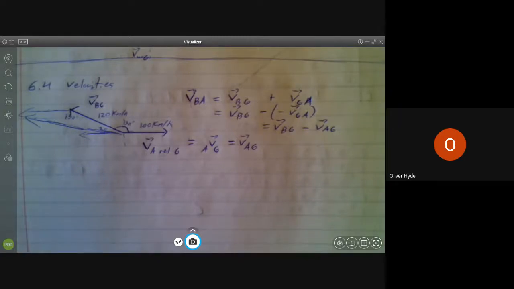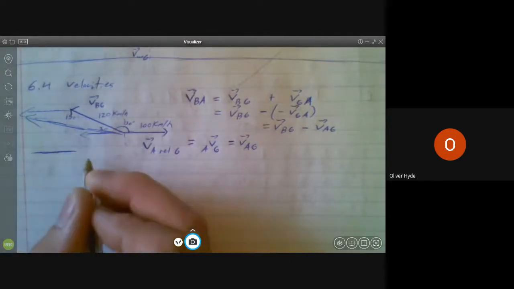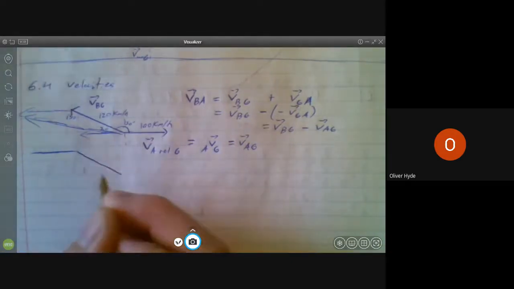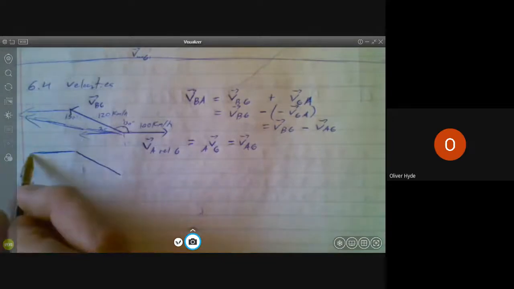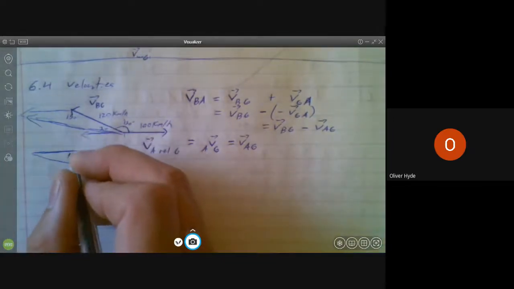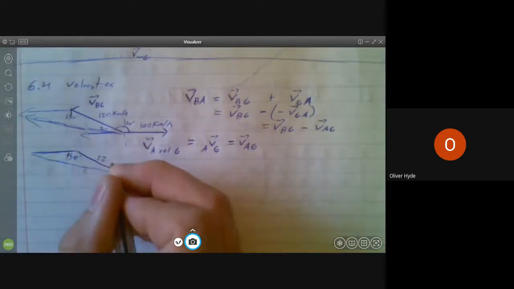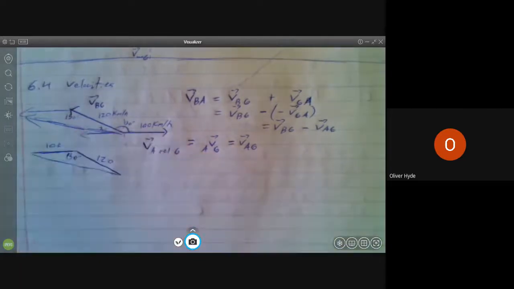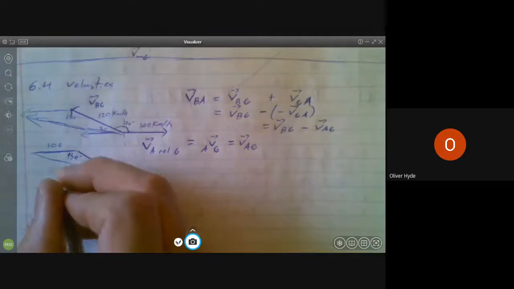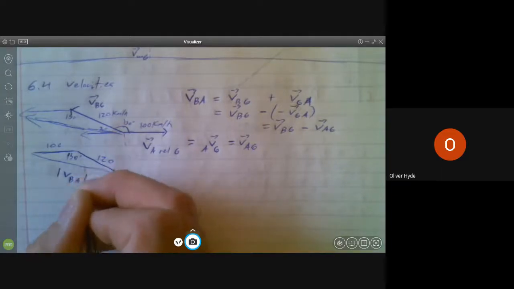If, like me, you find that your diagrams are getting a little bit crowded, then just draw a new one without all of the directions in the way and all of the angles that you don't really need. I don't really need that 30 degrees right now. I need that 150 degrees. I need this magnitude of 120. I need this magnitude of 100. Even the units might get in the way a little bit. And then this is my resultant here. I'm looking for the velocity of B relative to A.